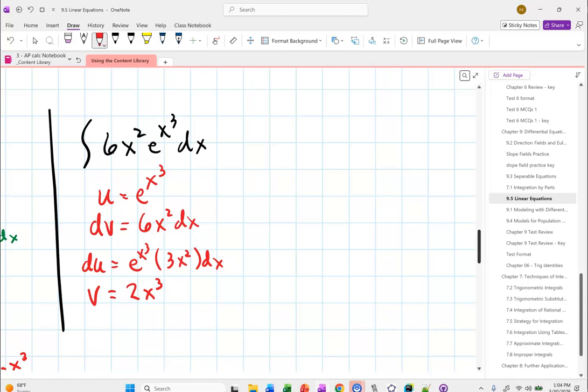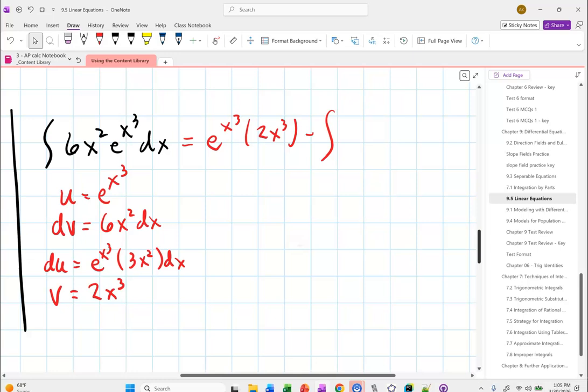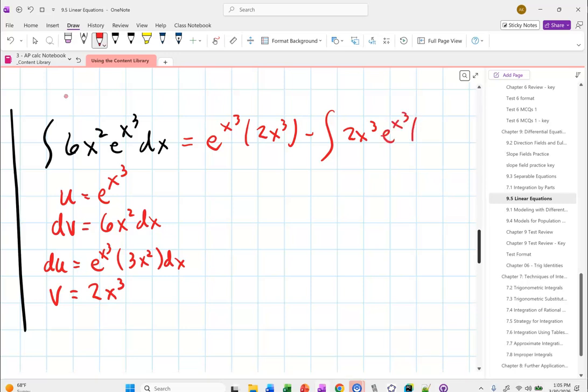Yeah, what's up? Okay. Yep. All right, so we're going to have u times v minus the integral of v du. And I don't think that's going to work, Anthony. That got worse. Right? So that gives me 6x to the 5th e to the x cubed dx.